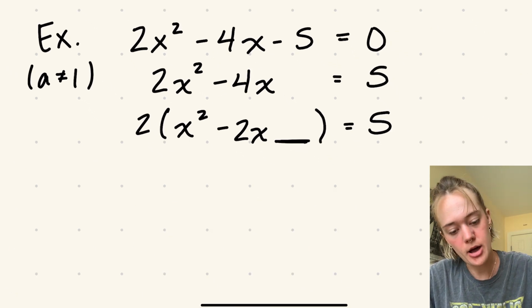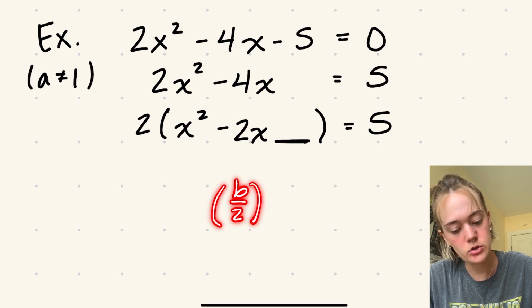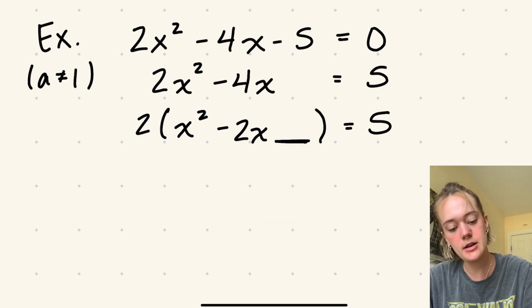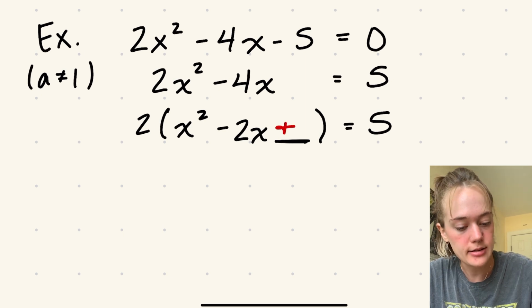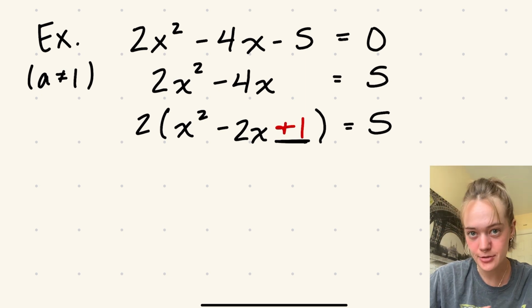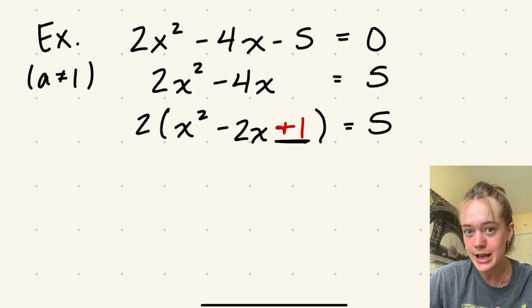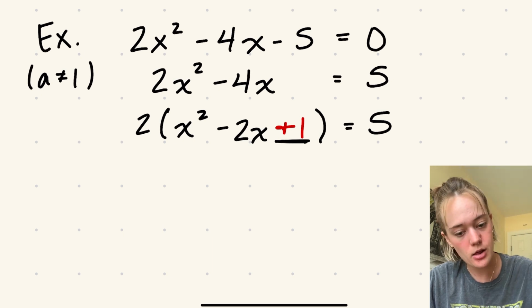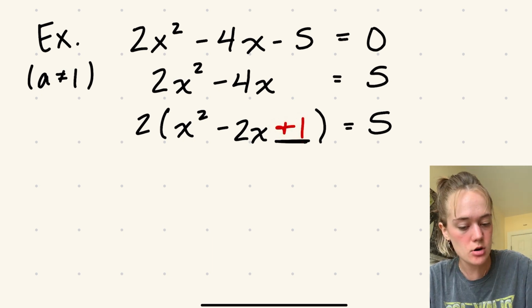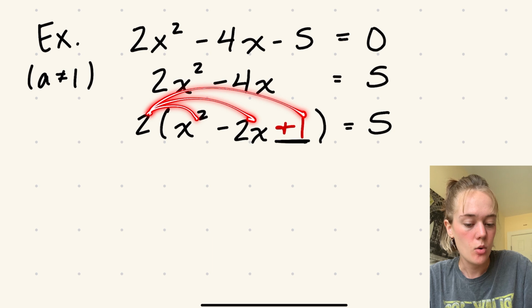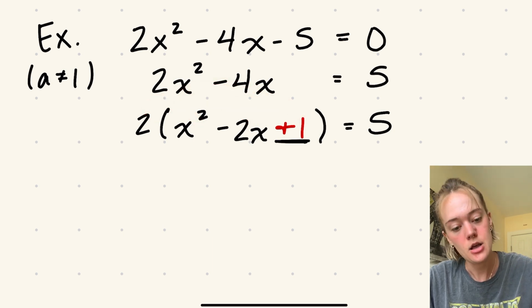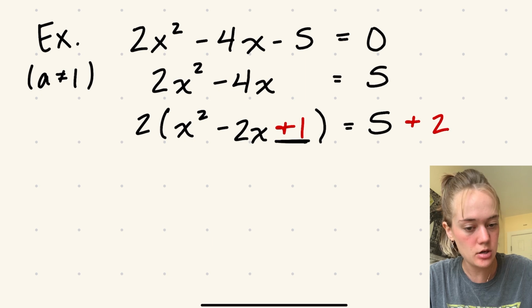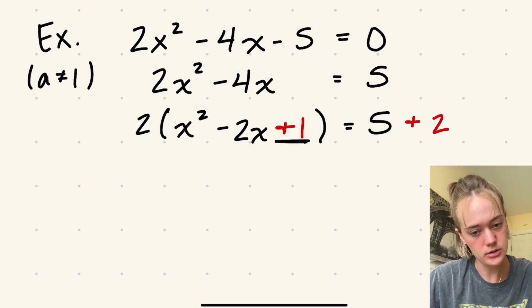So we're going to think about my b divided by 2 squared to put right here. So negative 2 divided by 2 is a negative 1. A negative 1 squared is a plus 1. And what we do to one side, we have to do to the other. But what are we really adding to both sides? Well, it's not a plus 1 because if we were to distribute that 2 out, we're actually adding a 2 times 1, a plus 2 to my left side. So I need to actually add a plus 2 to my right side also.